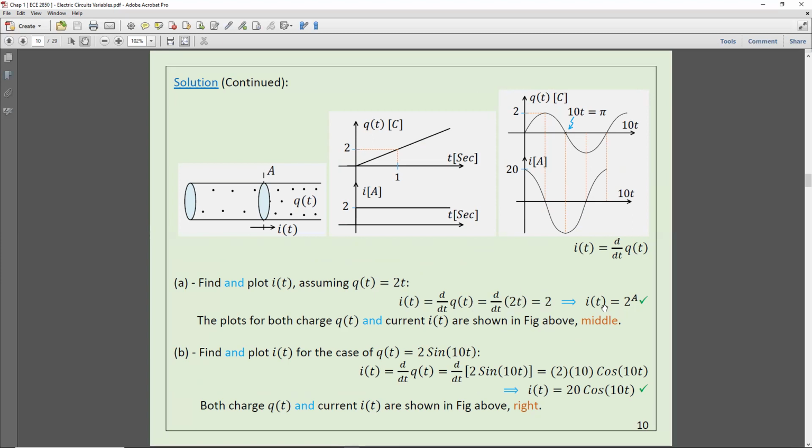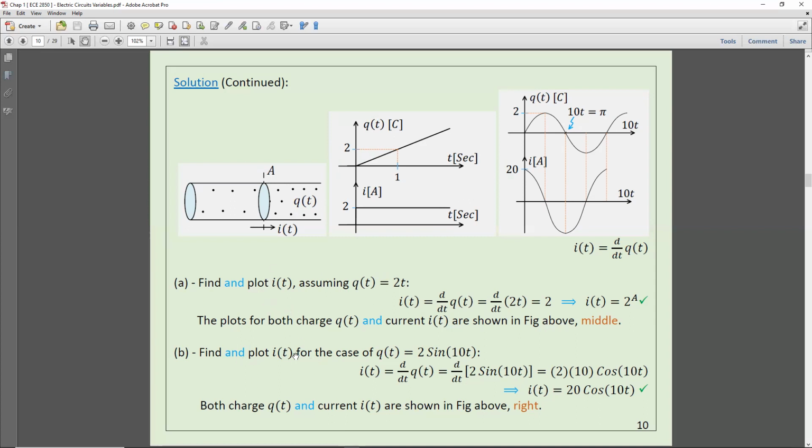And that's it. So if you see here, this is q of t. Q of t is increasing this way. But I is actually constant this way. The current here is constant. But q is linear, as you see here. Let's see the second case.